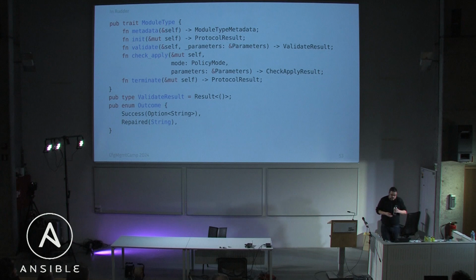So this is what the interface looks like. You might not like the Rust syntax, that's not a problem. But basically, the first method is important. It returns basically the description of the interface. So it gives all the parameters, the accepted values, the documentation, everything. And then we basically have a check apply that takes some parameters and returns something which is either OK, repaired, or error. So that's a very simple interface, but it allows plugging to a lot of existing systems just with these simple methods.